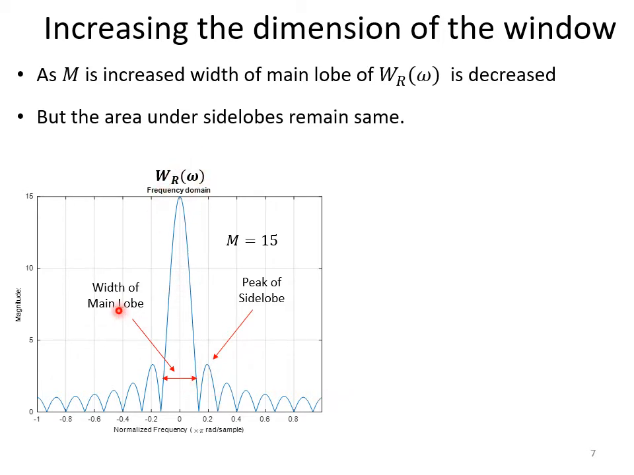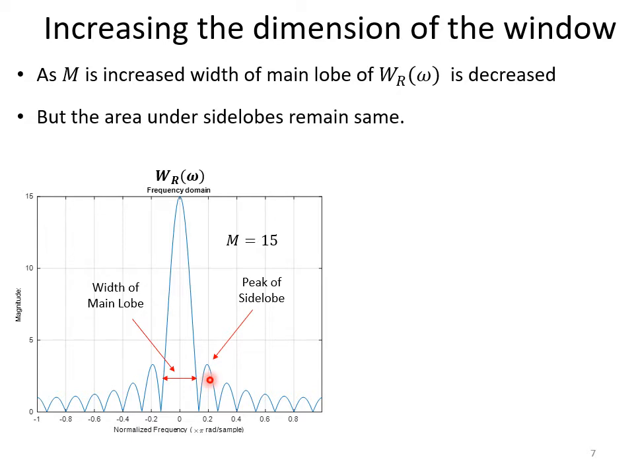So the width of the main lobe is dependent on m, and the peak side lobe would depend upon the value of other parameters, right, that we are going to discuss. So here you need to understand that this one is the main lobe, and the width of the main lobe directly depends upon m, and we have side lobes, and the first side lobe basically has the highest peak.